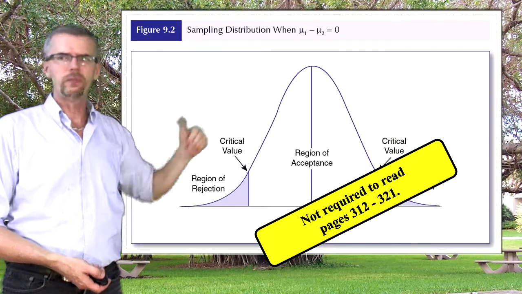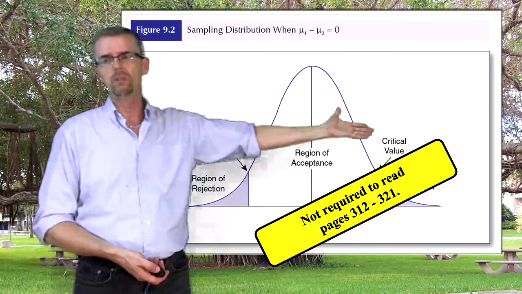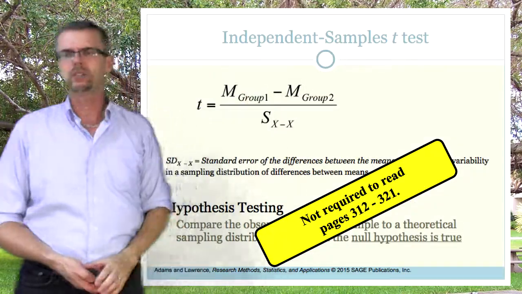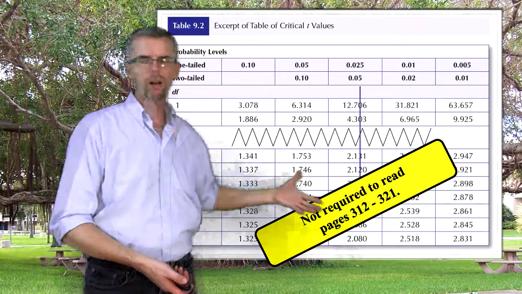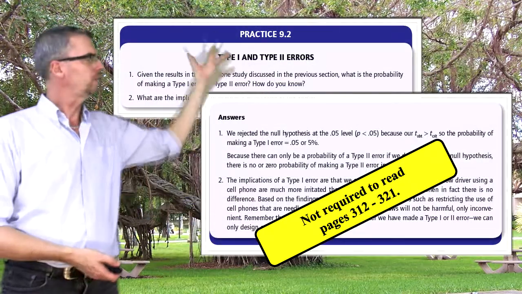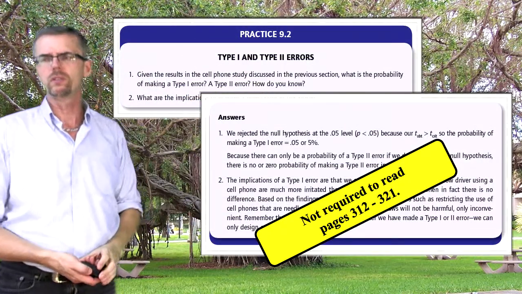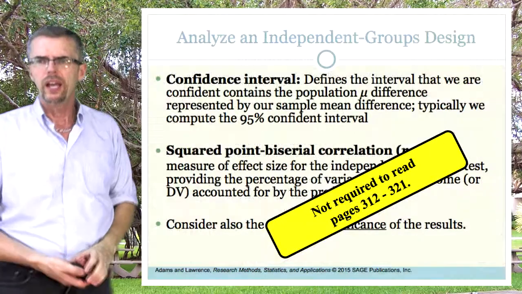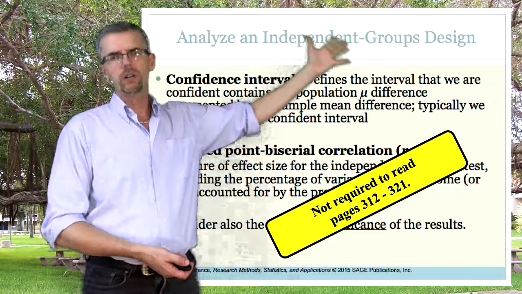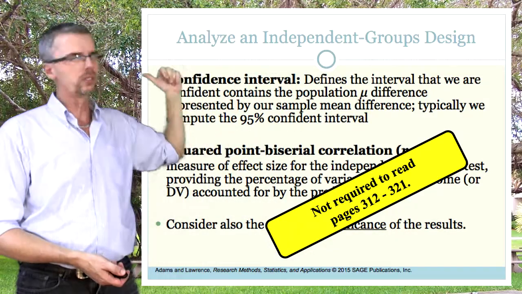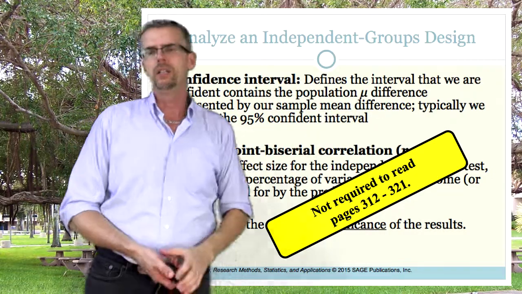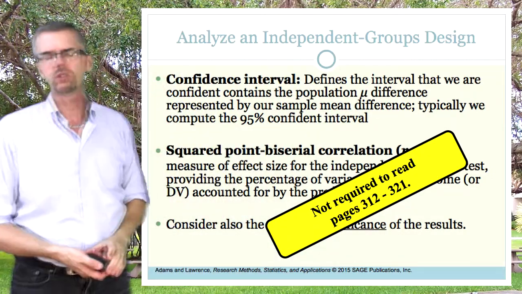Once again, this is figure 9.2, part of the section that you do not need to read. And as I was mentioning, you're not going to need to know the workings of this formula for this class. These tables are also part of teaching how the formulas work. You're not required to learn what's in table 9.2. You're not expected to do practice 9.2 because of the reading that you're skipping. And as well, you're not required to understand the actual workings of a confidence interval, although you are expected to understand that confidence intervals of 95% are the baseline in public administration and social science research.